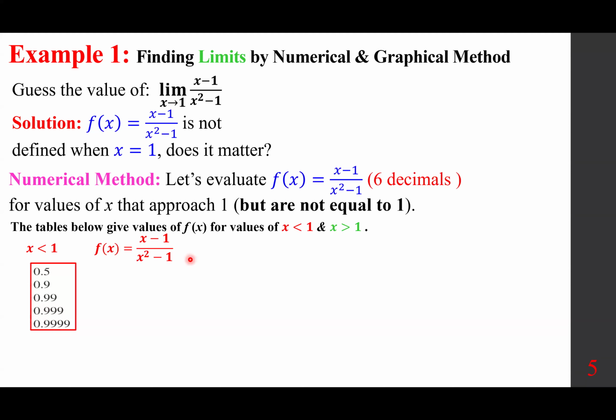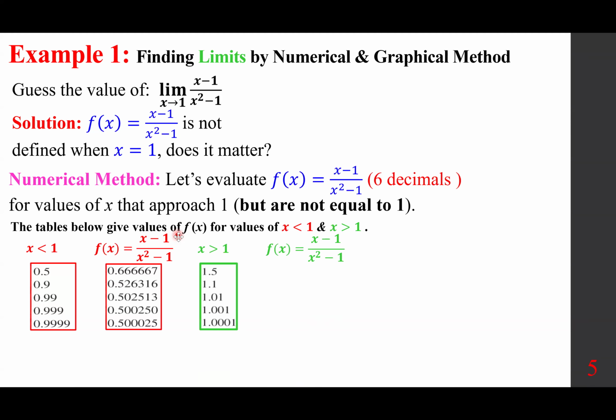We plug these into the expression and we get the following answers. For x larger than 1, we do the same thing: 1.5, 1.4, 1.3, 1.2, 1.1. Even 1.1 is way too far from 1 as far as the limit is concerned. So 1.01, 1.001. The more zeros you add before the final 1, the closer it is to 1, and you evaluate.